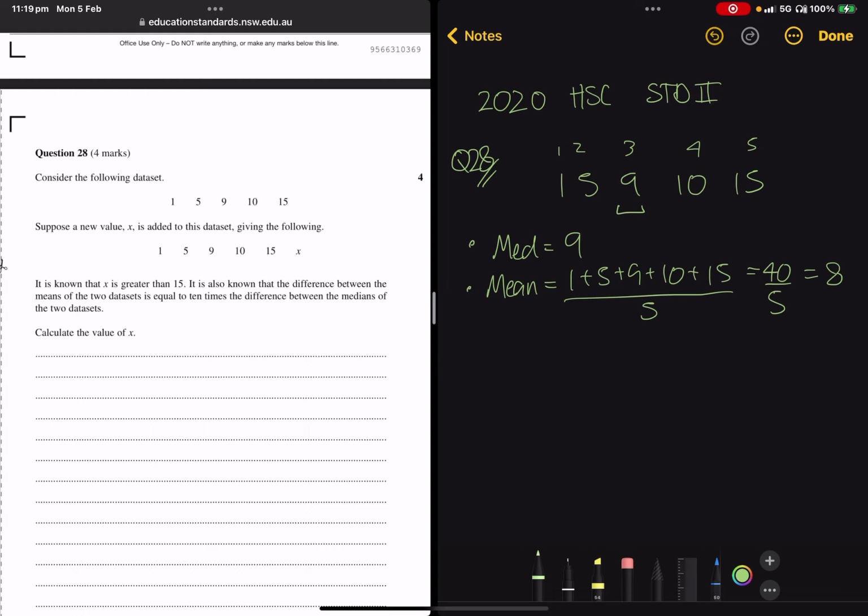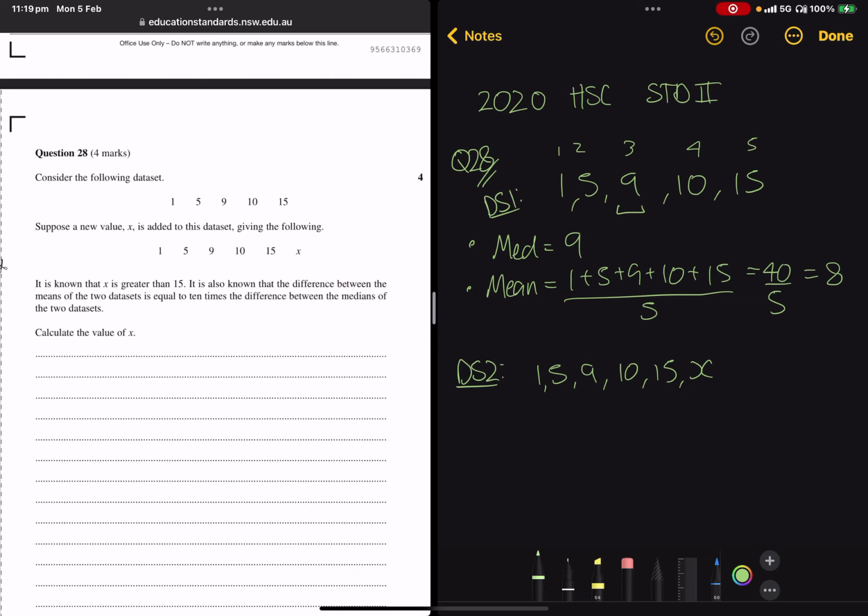The first data set we'll call DS1. And then the new data set, DS2, is 1, 5, 9, 10, 15, x. We can put commas between these, we don't need to, we understand what's going on here. X is greater than 15, so it definitely is the highest score.